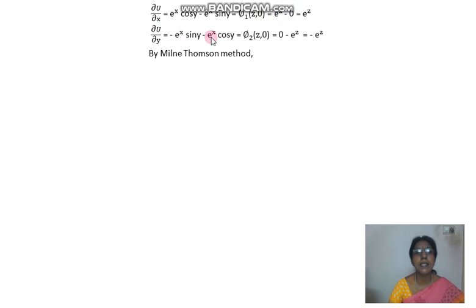Similarly dou u by dou y is phi 2; in place of x, y you put z, 0. What do you get ma? Sin y is sin 0, which is 0. So e power z into 0 is 0 for the first term. Second term: minus e power z into cos 0, which is 1. So e power z into 1 is e power z. So 0 minus e power z is minus e power z. By the Milne-Thomson method, when u is given, f of z is equal to the integral of phi 1 of z, 0 minus i phi 2 of z, 0 dz plus c.